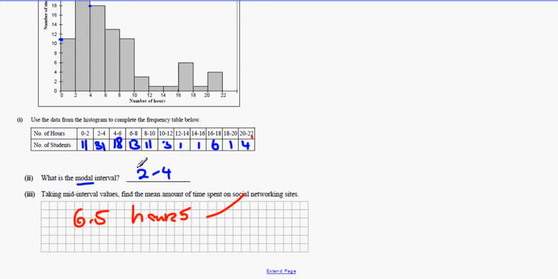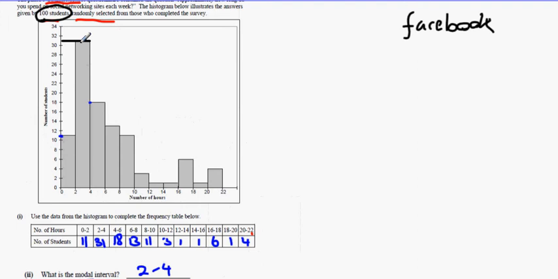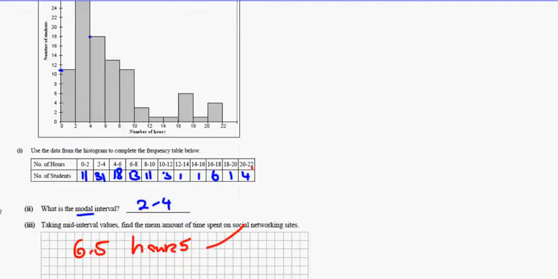Now, what is the modal interval? You need to know off by heart what the word modal means. The word modal means the most common time spent, or the most common results. What's the most common result? 2 to 4, because it's the biggest peak. So the answer to that is 2 to 4.